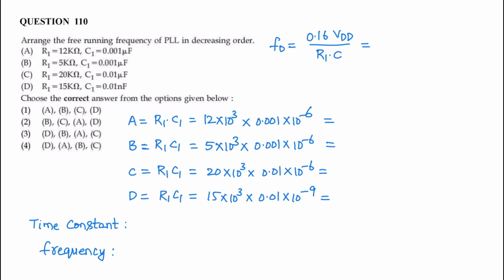So the free running frequency is inversely proportional to R1 into C. That is, free running frequency is K by R1 into C. From option A, R1 into C value is 12 microsecond. For option B, it is 5 microsecond.